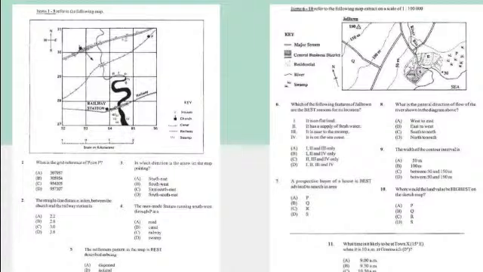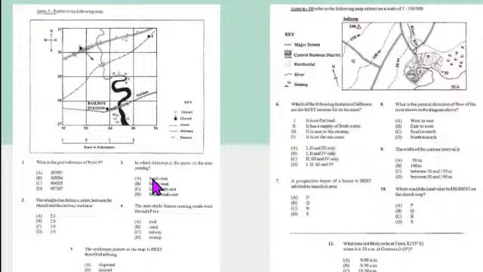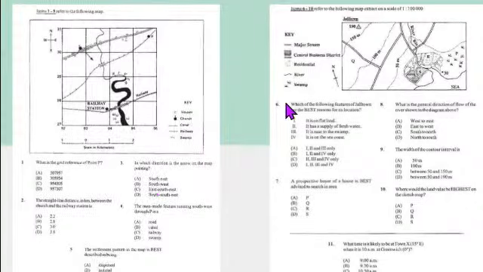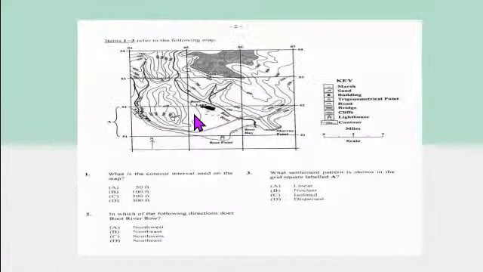For number 4, man-made feature running south to west through P is. Oh, you can't see the paper. My apologies. Maybe we can try another one. Let's see if this one is a little better. Are you seeing this one? Just let me know before I start going through it.